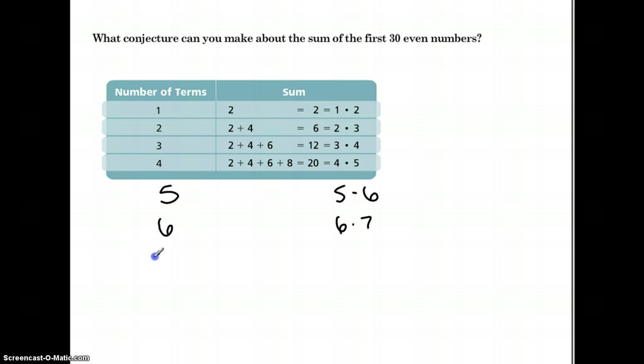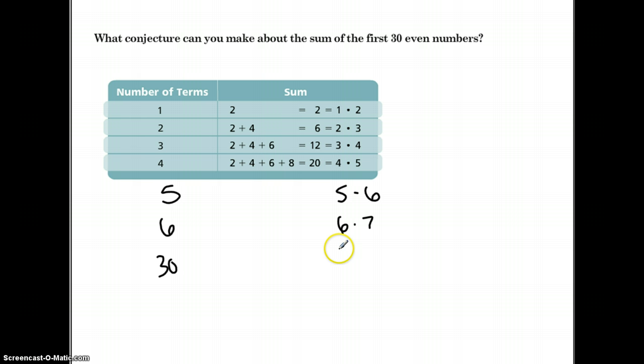So my question is, what's my first 30? So that's going to have to be 29 times, that's going to have to be 30 times 31. So I need to know what is 30 times 31. So we have 31 times 30. So that's a 0 and a 3 and a 9. So my sum would be 930.